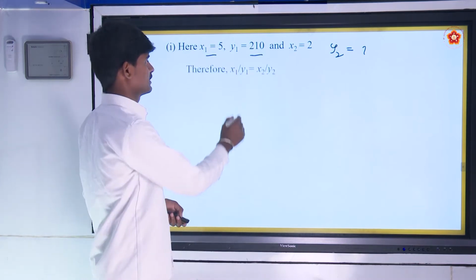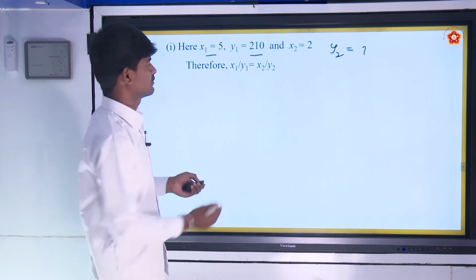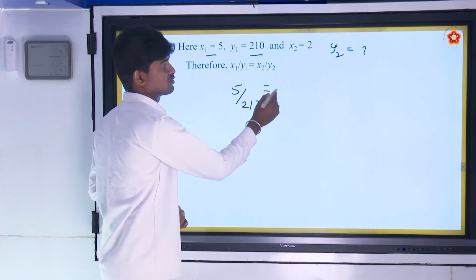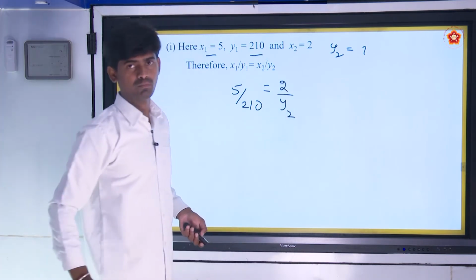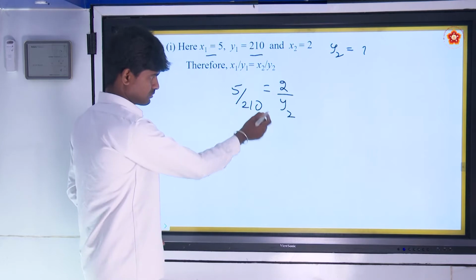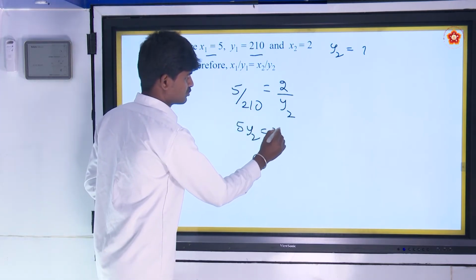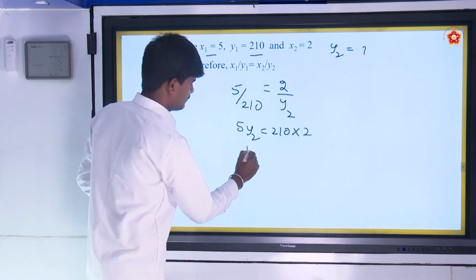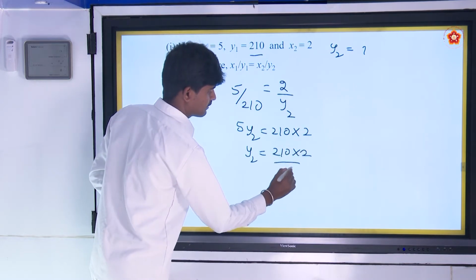Therefore x1 divided by y1 is equal to x2 divided by y2. Substitute the values: 5 divided by 210 is equal to 2 divided by y2. Now cross multiply: 5 y2 is equal to 210 into 2. What we have to find? y2. y2 is equal to 210 into 2 divided by 5.